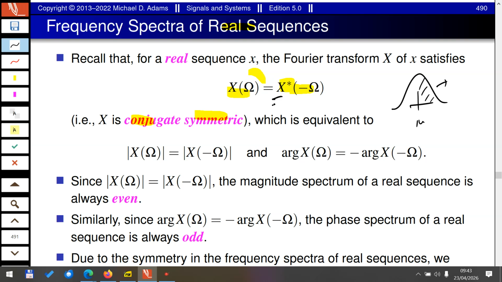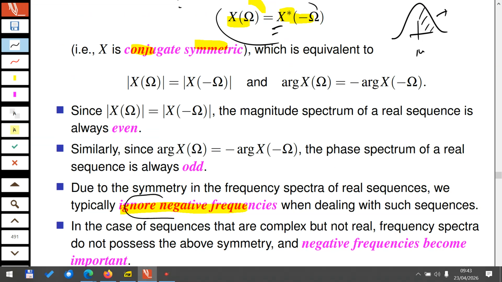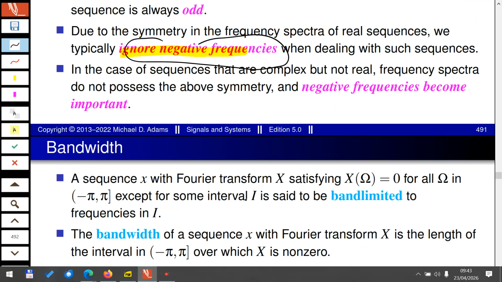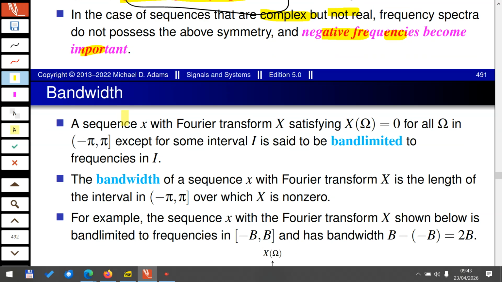So we have a similar situation here. Because we know for real sequences the transform has this nice property, you only need to compute it for positive frequencies, and negative frequencies can just be recovered by this property. You don't need any integration, right? But if the sequence is complex and not real, then negative frequencies are important. You cannot skip them.